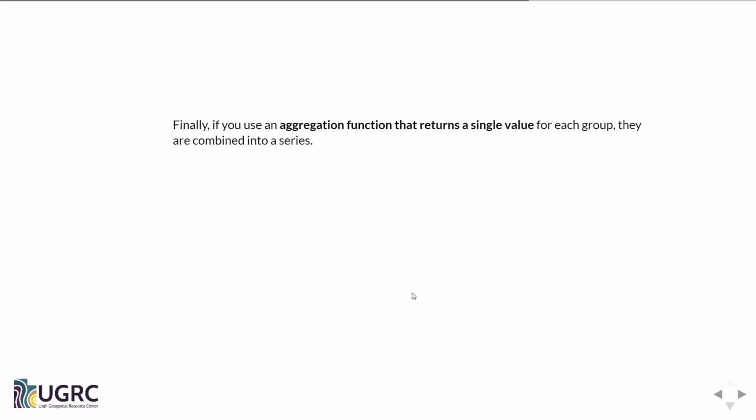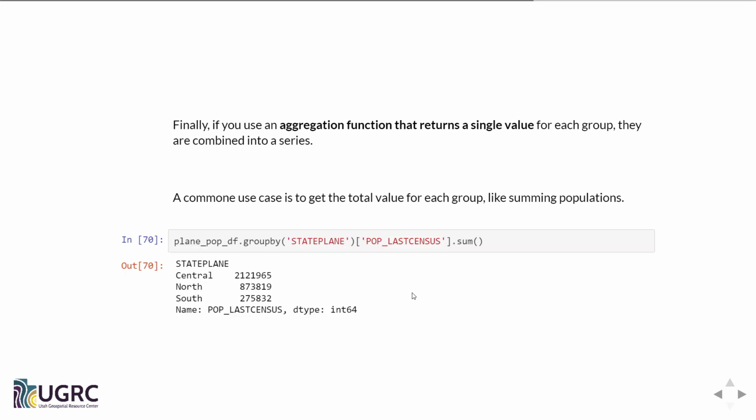Finally, if we're using an aggregation value that returns a single value, it's going to just recombine them into a single series. So if you wanted to get a total value for every group, like summing the populations, we can just say group by state plane, take our last census, give us the sum, and there you can see the total population of each of those state plane groups.